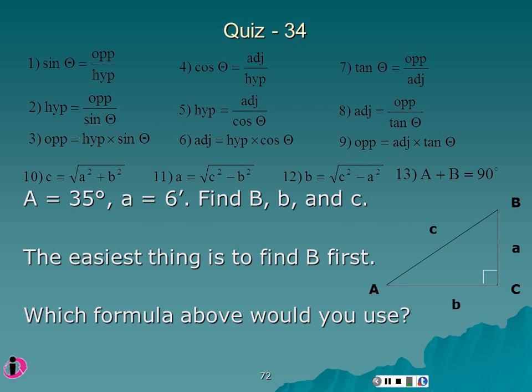Let's check this question. Angle A is 35 degrees. Side a is 6 feet. Can you find 3 different items? First, angle B, side b, and side c. Now, how do we find which formula to use? Can you tell us which formula to use to find the capital B here?